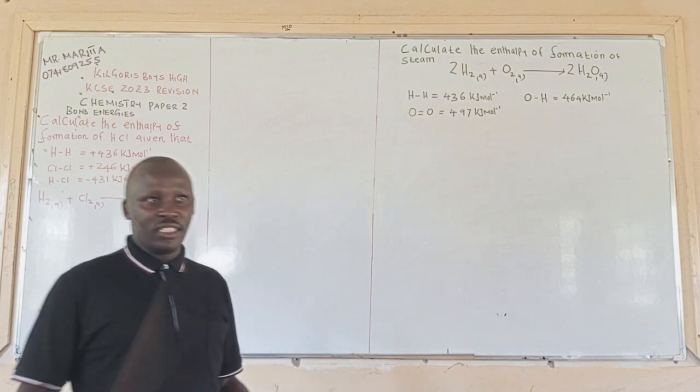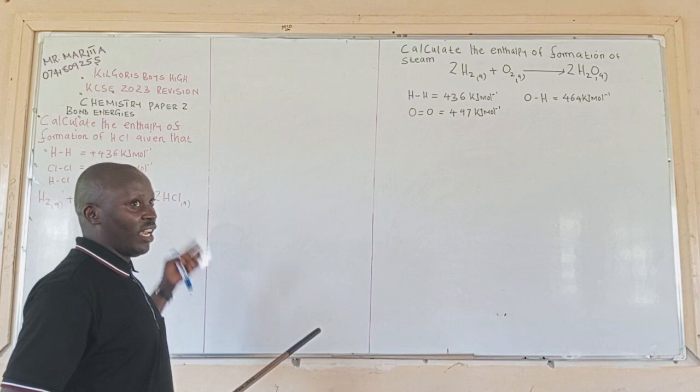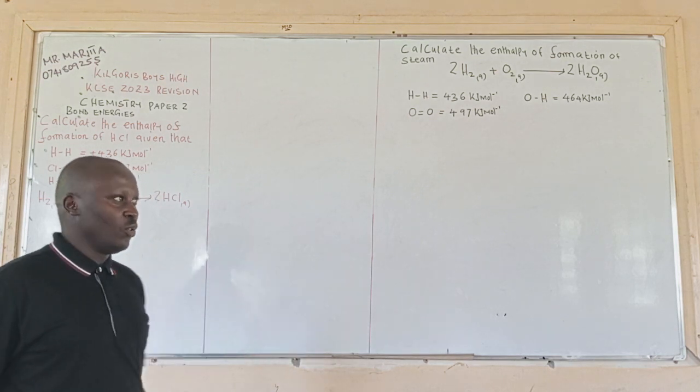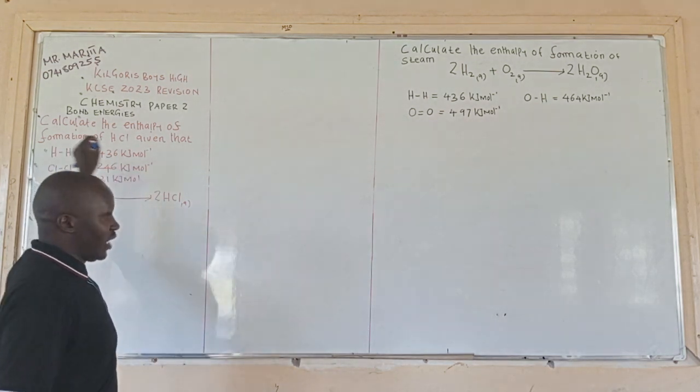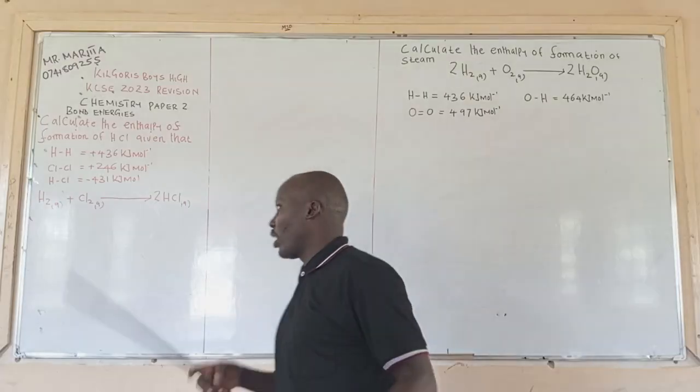Today we are looking at KCSE revision, paper 2 chemistry question, and that is energy changes. And today we are looking at bond energies. In bond energies, there are some calculations we want to do.